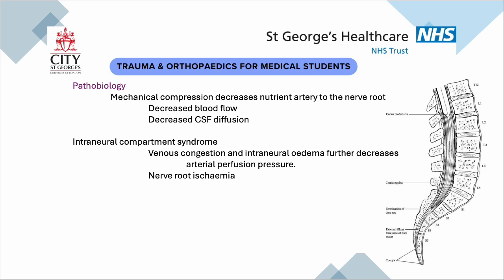So the biology of this is that if you press on a nerve, it decreases the nutrient artery blood supply, so you get decreased blood flow and CSF diffusion. You then get intraneural edema, which reduces the perfusion pressure, and you get nerve root ischemia. So fundamentally, this is an ischemic problem of the nerve root.